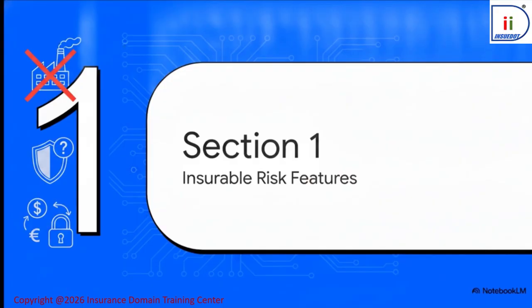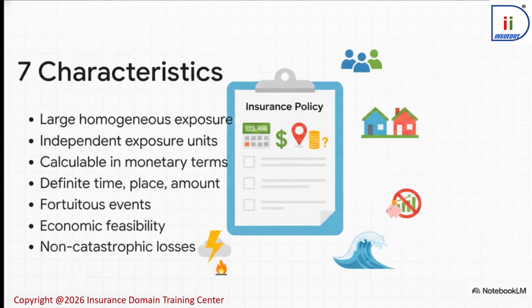Welcome to Section 1. We are going to understand the characteristics of insurable risk in this section. There's a really common misconception out there that basically any potential financial loss can be insured. But actually, it's not that simple. For example, the destruction of a factory during wartime. That is a pure risk, but it's fundamentally uninsurable. To avoid absolute financial collapse, an insurable risk really has to check these 7 strict boxes. So let's look at how a few of the most crucial ones actually play out in practice.